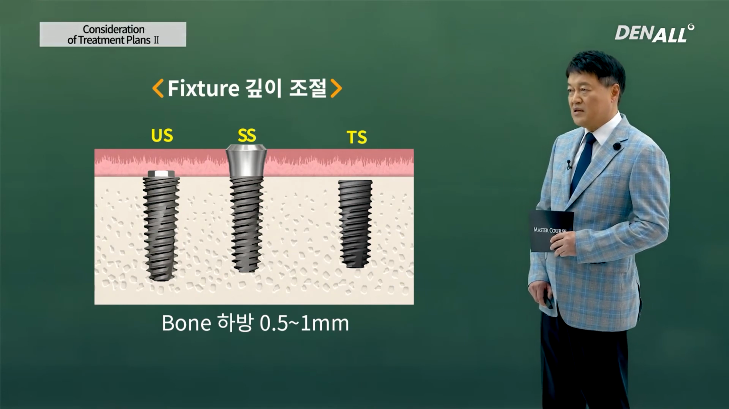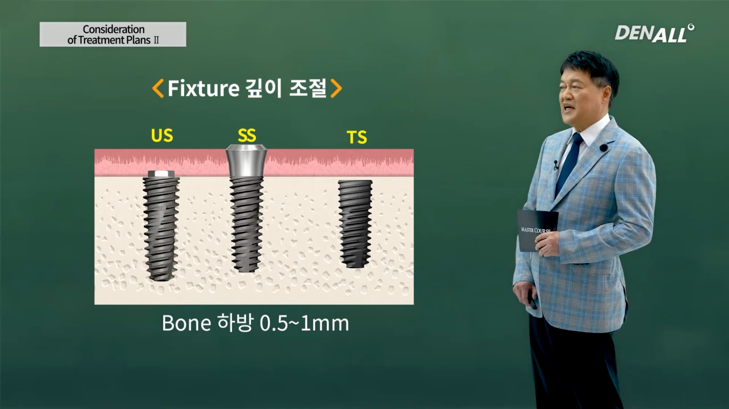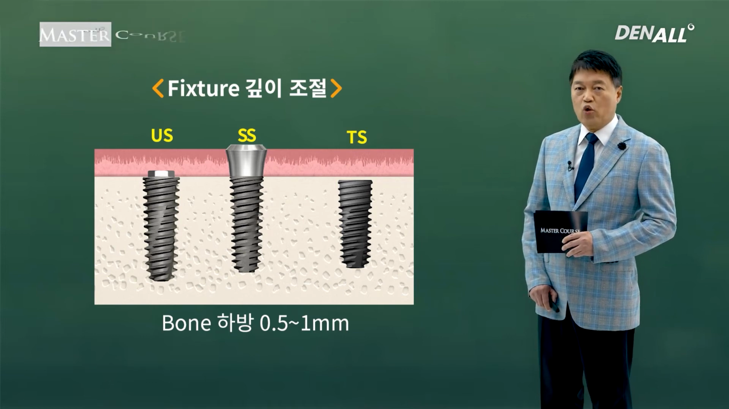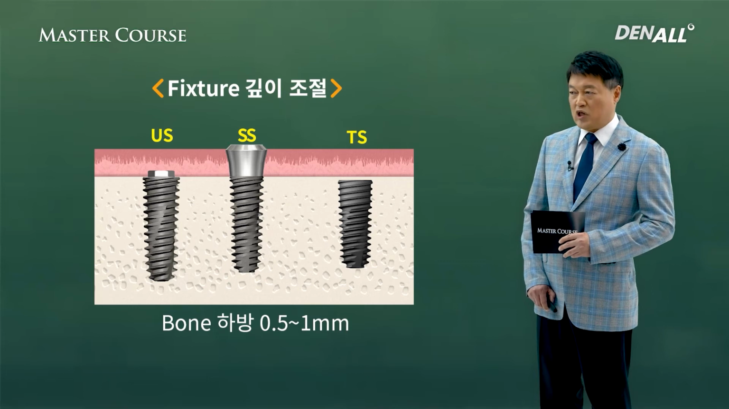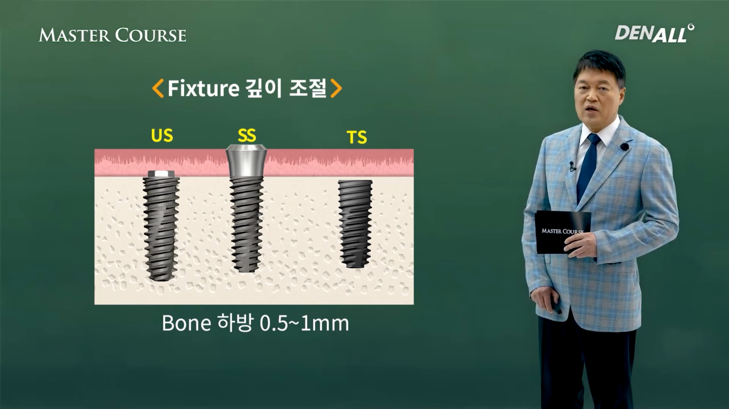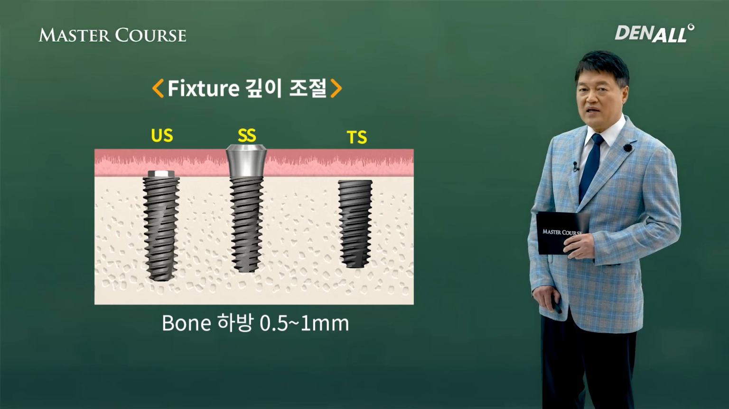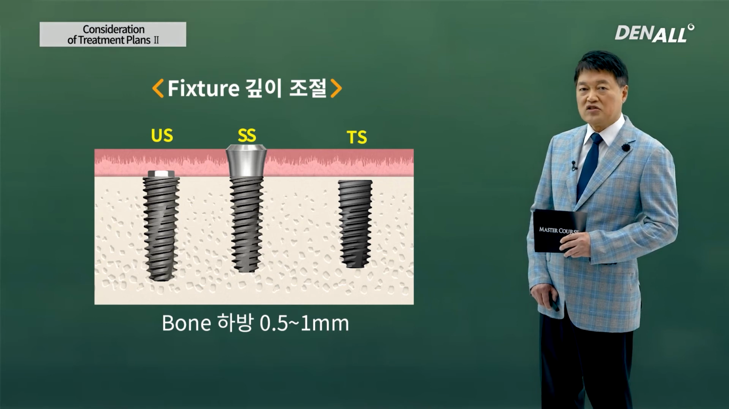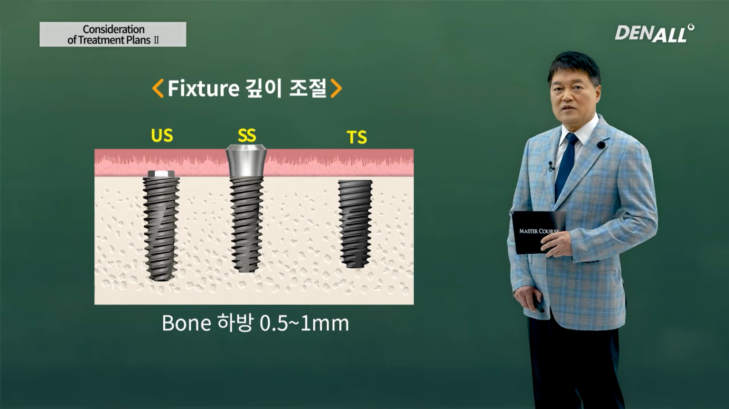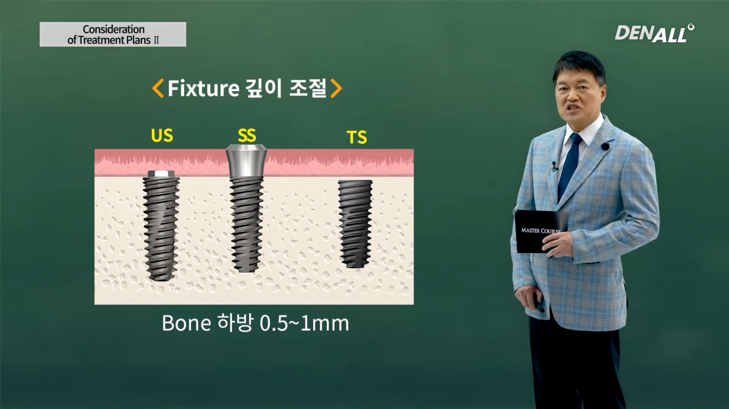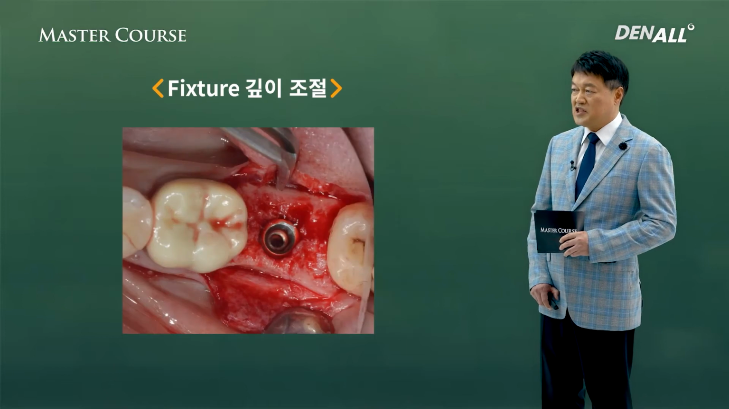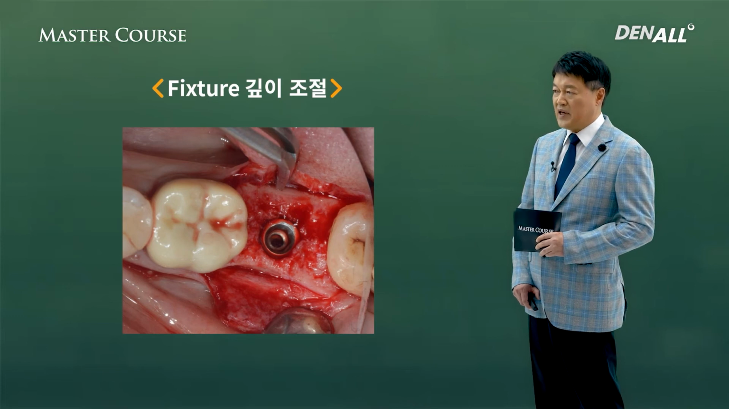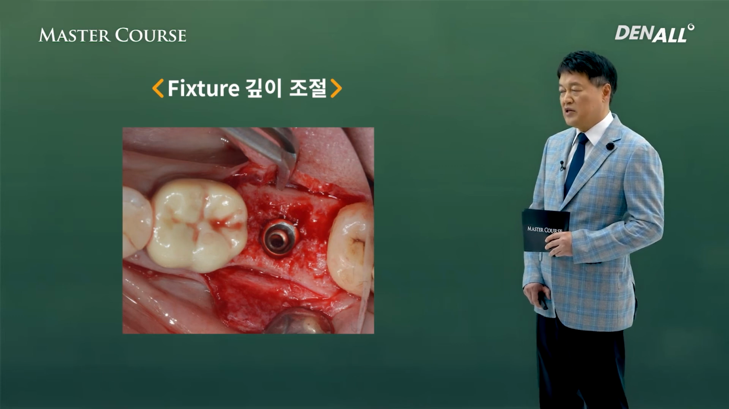So in terms of position, you need to consider the length of the fixture. It may differ from system to system, but the rough surface is ideal for placing within the bone. The rough surface should be placed 0.5 to 1 mm inferior to the bone, so that you will be more prepared for possible bone loss in the future. So 0.5 to 1 mm inferior to the bone, that's how it should be placed. As you can see, the top of the fixture should be placed 0.5 to 1 mm below the bone. This is for long-term stability.